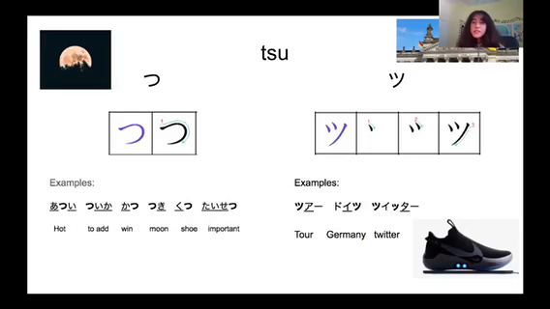Okay, so then for the katakana for tsu, make sure that your third stroke goes from up to down diagonally, because this can be easily mistaken as shi if you don't write it correctly. So some examples are tsua for tour, Doitsu for Germany, and Twitter for Twitter.